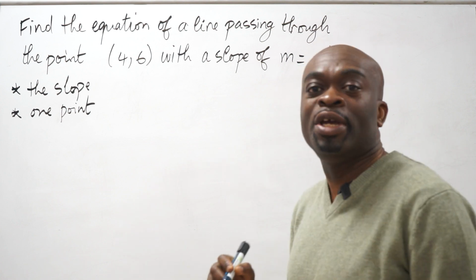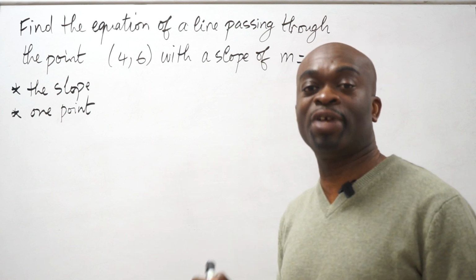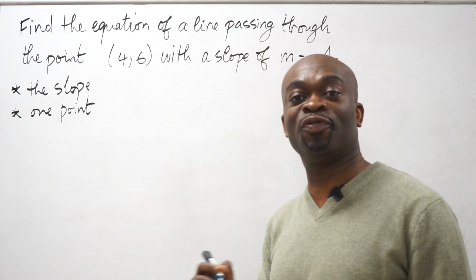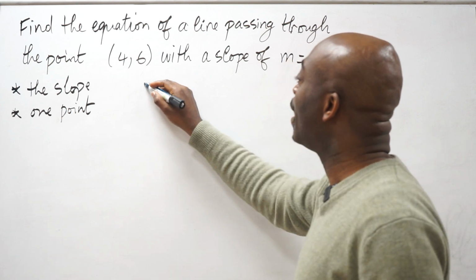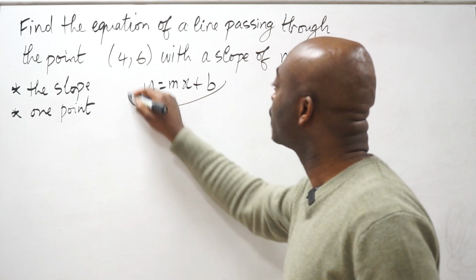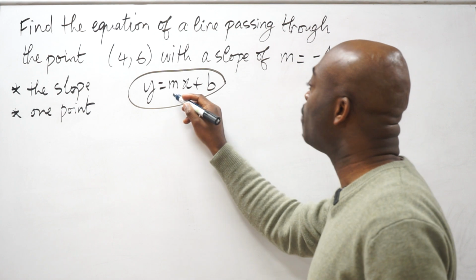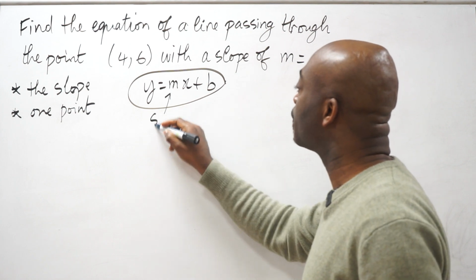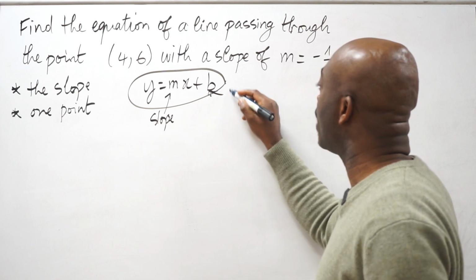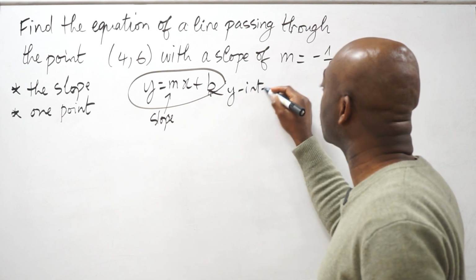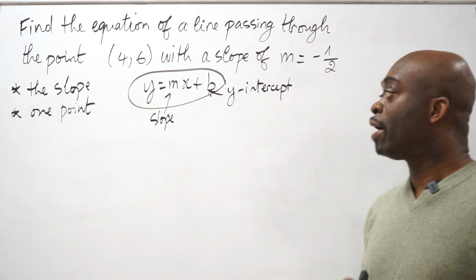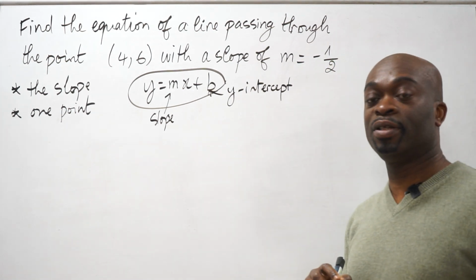Now, what are we going to use? What is the generic equation that we're going to use? That's what we call the slope-intercept form. You guys remember that. So that is y equals mx plus b, where m is the slope, and b is the y-intercept.